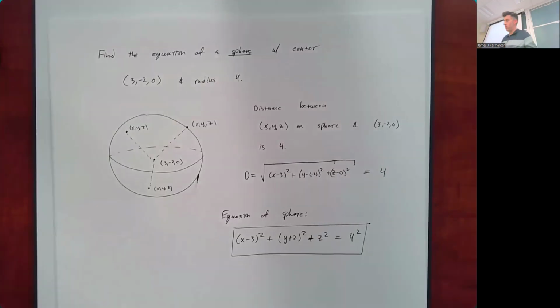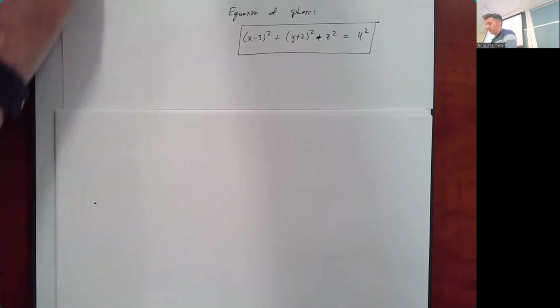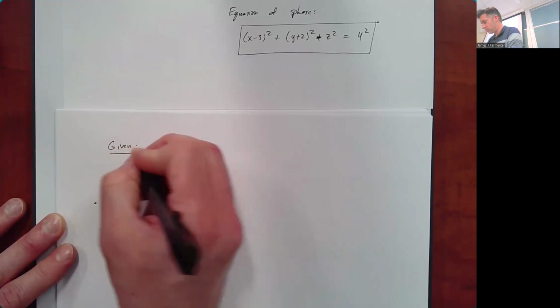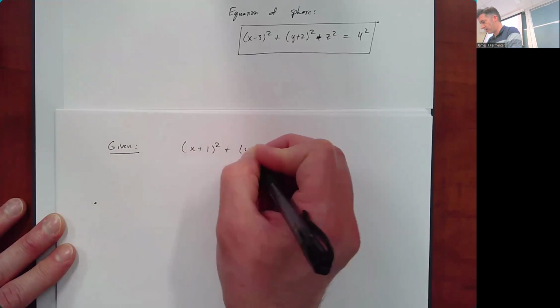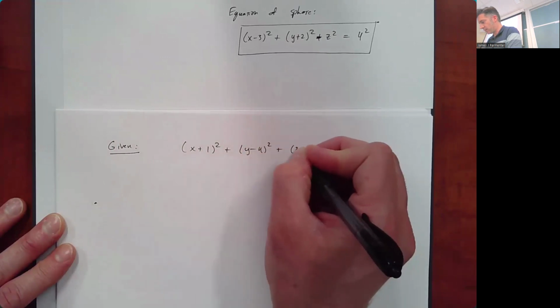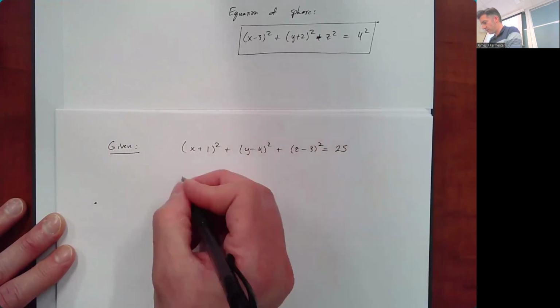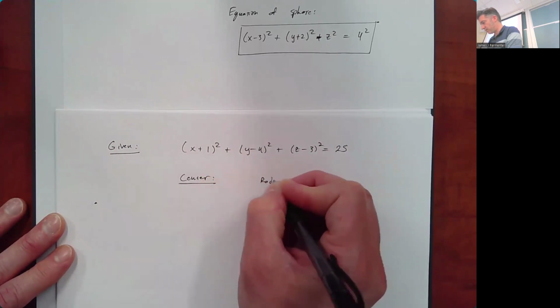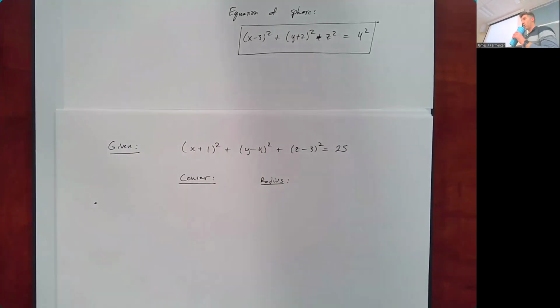So let me ask you all, given the following equation, (x plus 1) squared plus (y minus 4) squared plus (z minus 3) squared equal to 25. What's the center of that sphere? What's the radius of that sphere? Don't tell me, write it down.